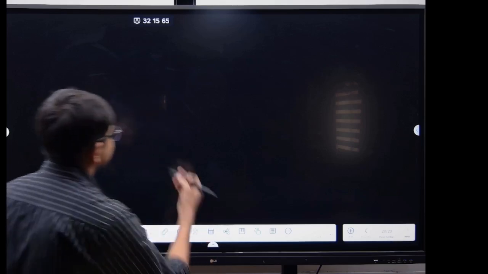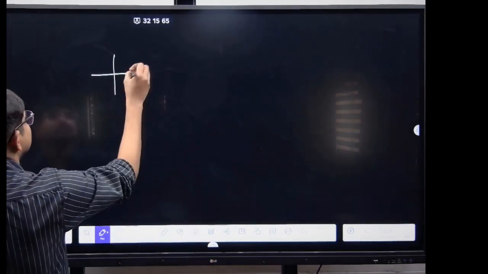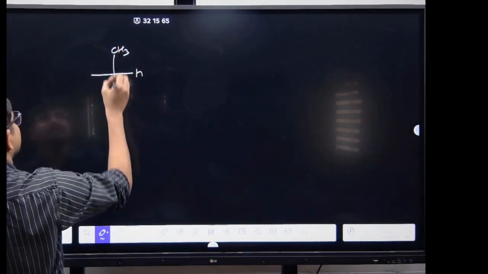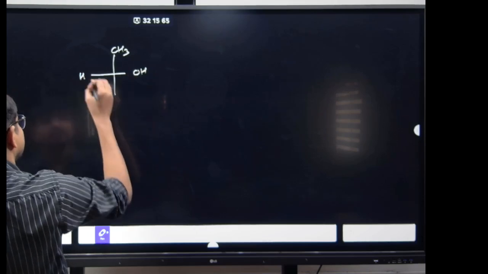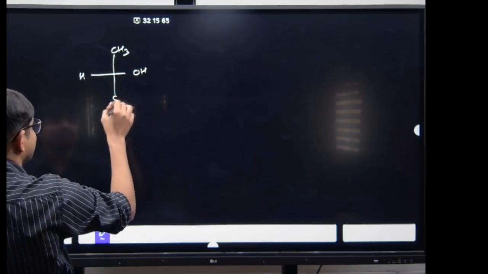For example, suppose you have this compound with H, you have the CH3, suppose you have the OH and H, and here you have, suppose, C double bond H1.